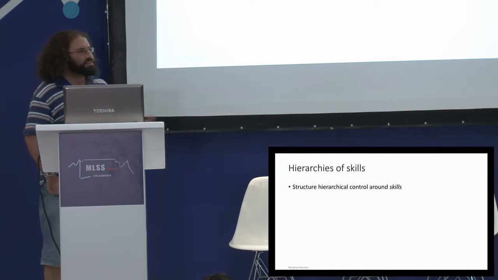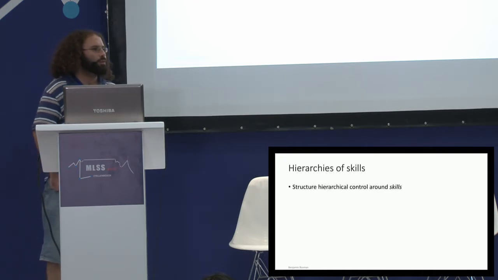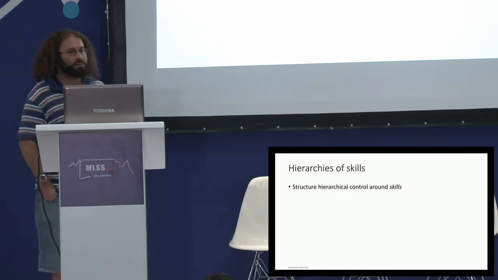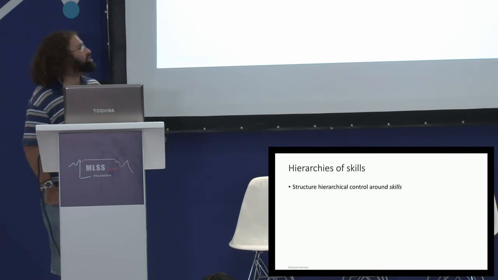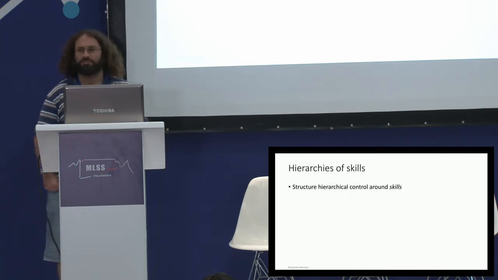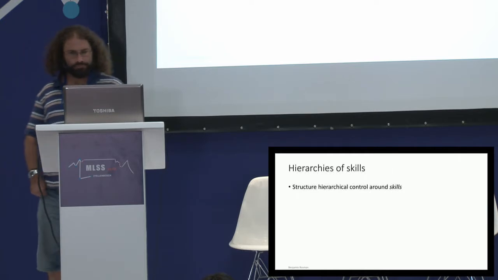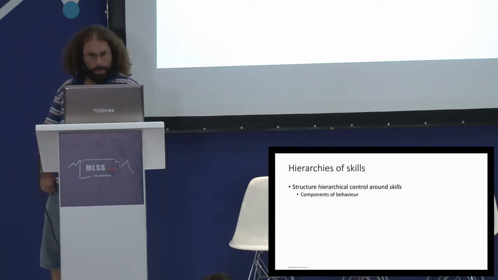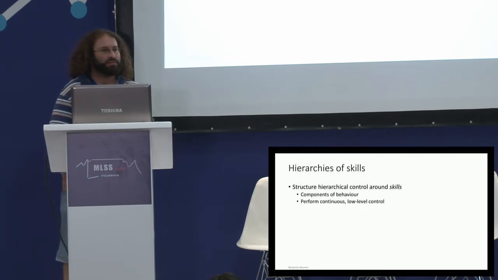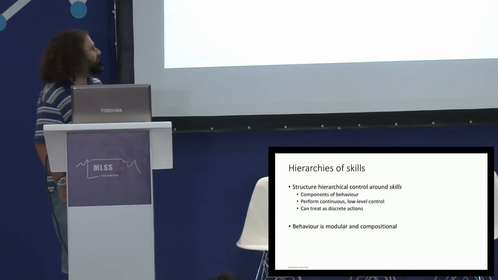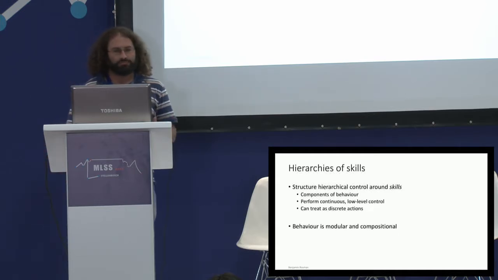So what this tells us is that we should think about the way we're acting in the environment at different levels of hierarchies. And we typically talk about this as skills. If you're acting at the lowest level, those are your actions, but you can structure your actions in different ways to get skills. These basically become components of behavior that you can synthesize in different ways and treat as discrete actions.